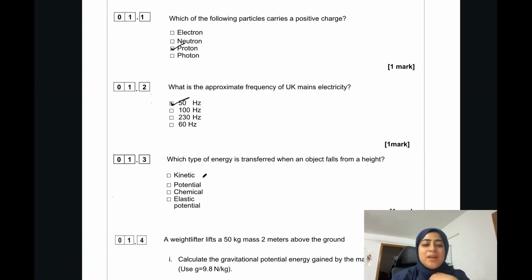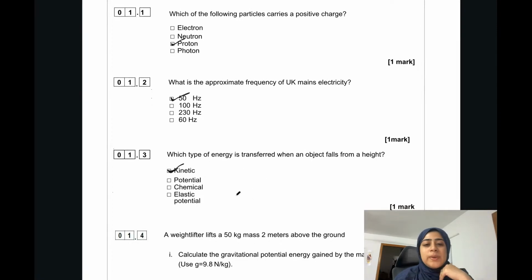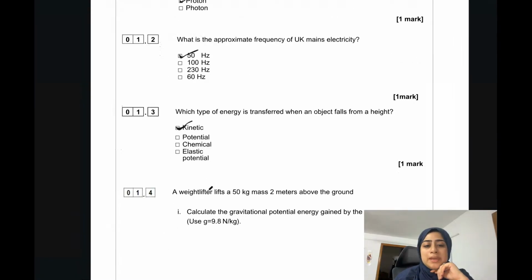Okay, the third question, it says which type of energy is transferred when an object falls from a height. Here it should say gravitational potential, but it starts from gravitational potential and then it converts into kinetic. This is a bit of a badly worded question, but it does convert into kinetic.